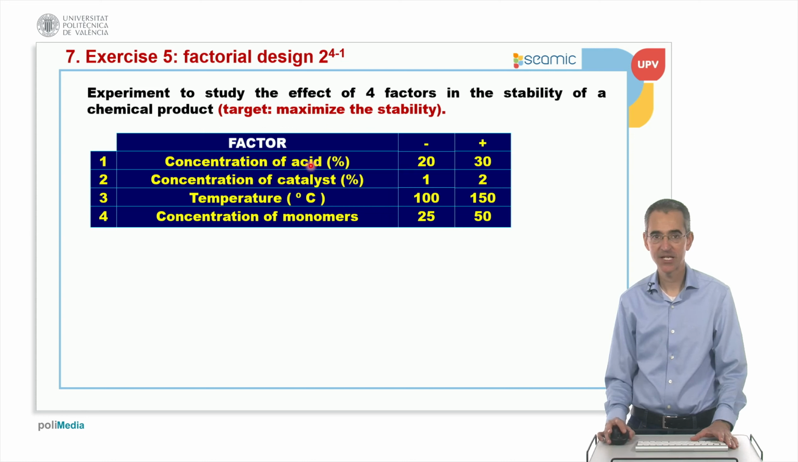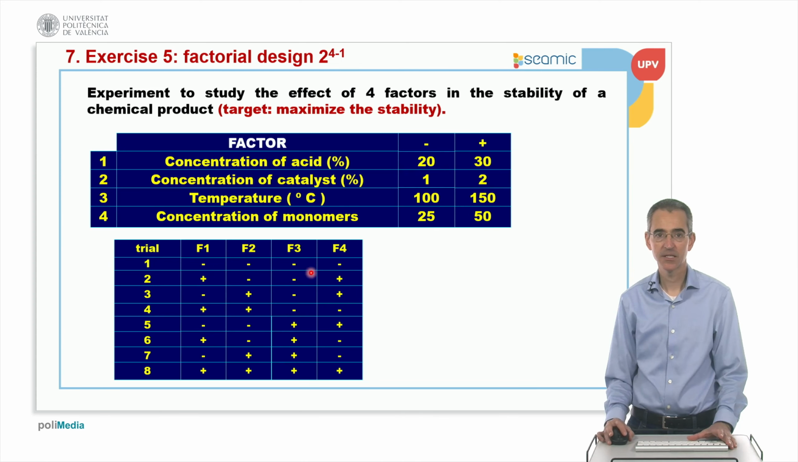Concentration of acid, expressed in percentage. The minus symbol, or the lower level, for this factor will be 20% concentration of acid, and the plus, or the higher level, will correspond to 30%. Another factor is concentration of catalyst. The lower level will correspond to 1%, and the higher level will correspond to 2%. For temperature, the lower level will imply 100 degrees, and the higher level will correspond to 150 degrees. And finally, the fourth factor is the concentration of monomers. The lower level will be 25 and the higher level will be 50.